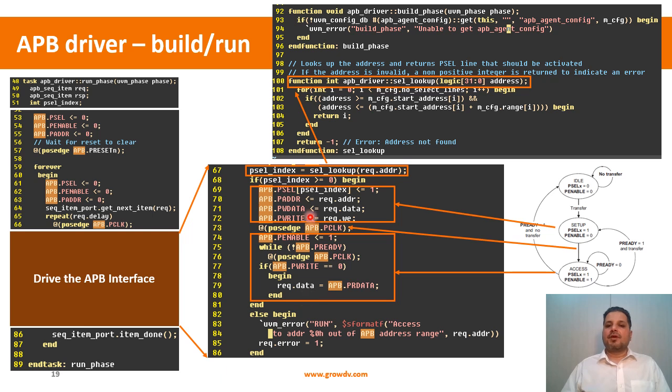If the PSEL index was negative, then we are issuing an error message over here, a `uvm_error, that this particular access is out of the address range. And then we are setting the request.error. If you remember, we had defined a state property, which is non-random type, that we are setting request.error equal to 1 over here. So this is how the overall driving functionality works in case of the APB driver.